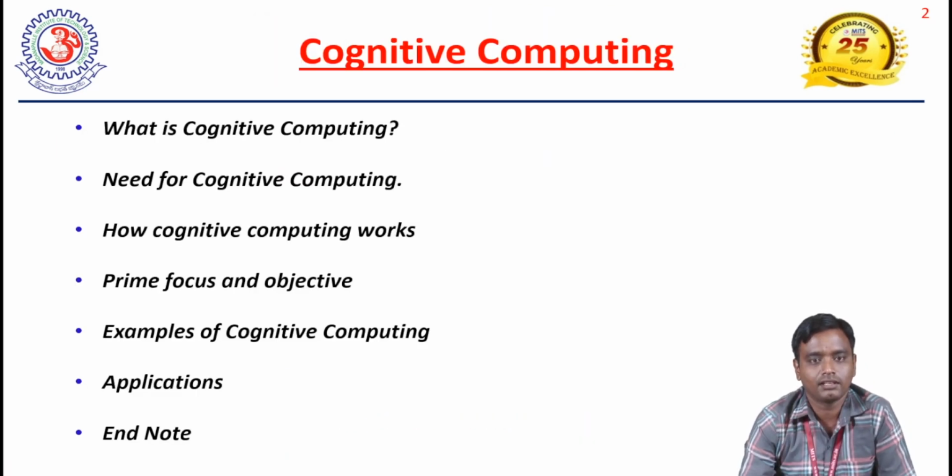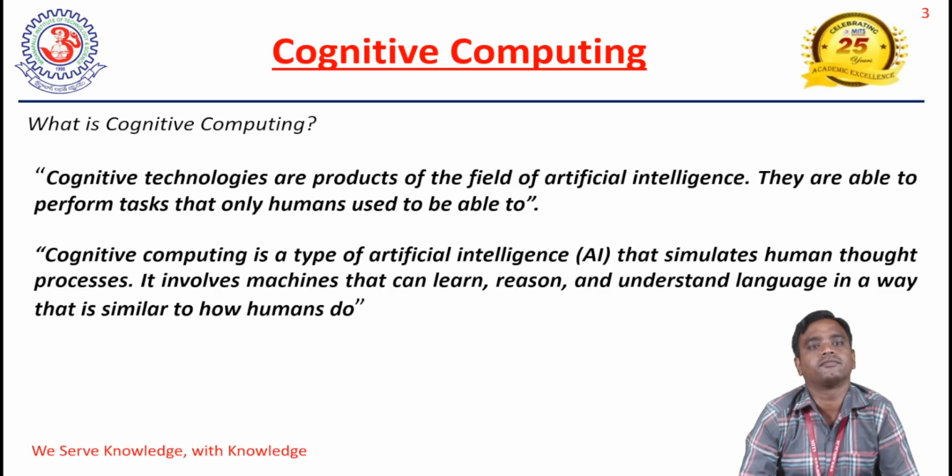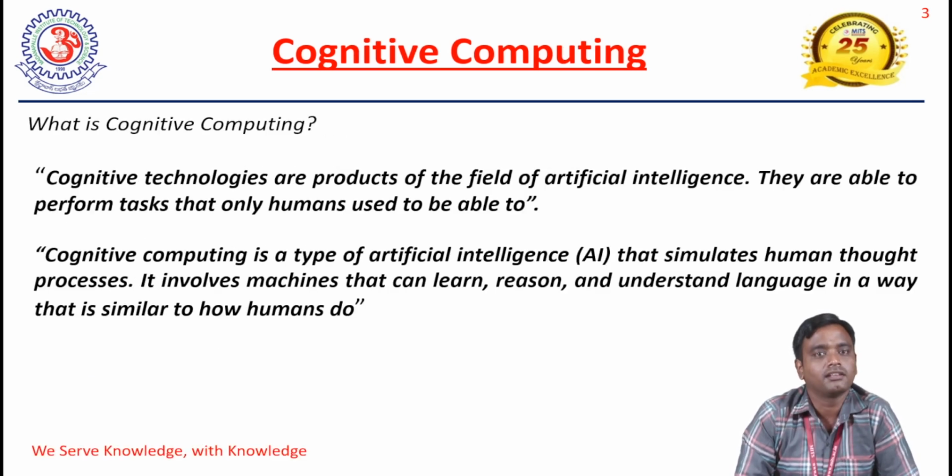This is the workflow we are going to see in this lecture. Initially, we are going to discuss what is cognitive computing. Cognitive computing is a technology and application oriented based on artificial intelligence. This is the definition. Cognitive technologies are the products of the field of artificial intelligence. They are able to perform tasks that only humans used to be able to. This clearly explains cognitive computing is a task. Cognitive computing is an application which can be performed only by what humans can do.